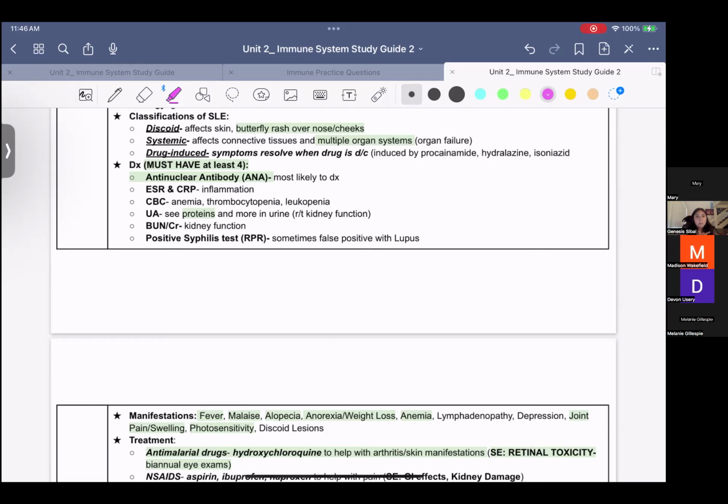And then a systemic classification of lupus is that, again, we know it affects the connective tissues, but it ends up also affecting your organ systems. So that can lead to organ failure. Systemic meaning like everything, right? So I would just think about it like that.